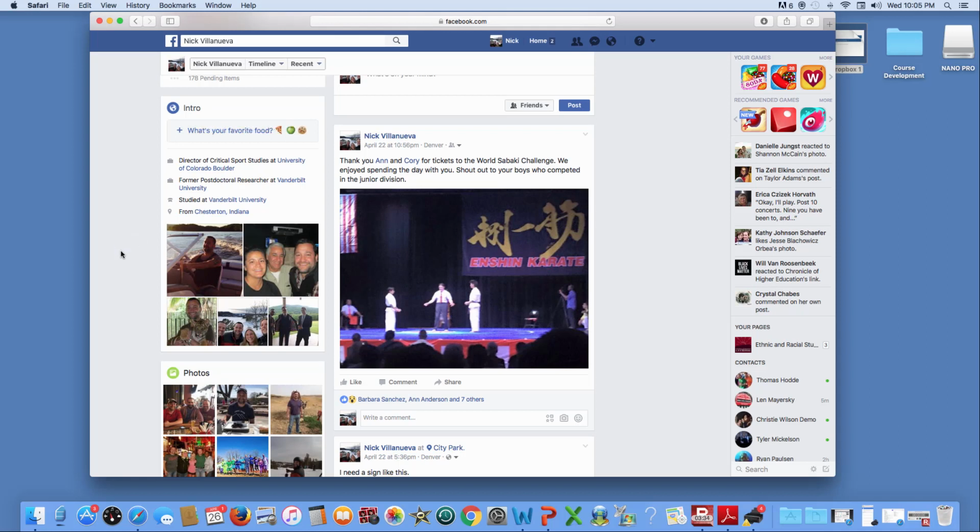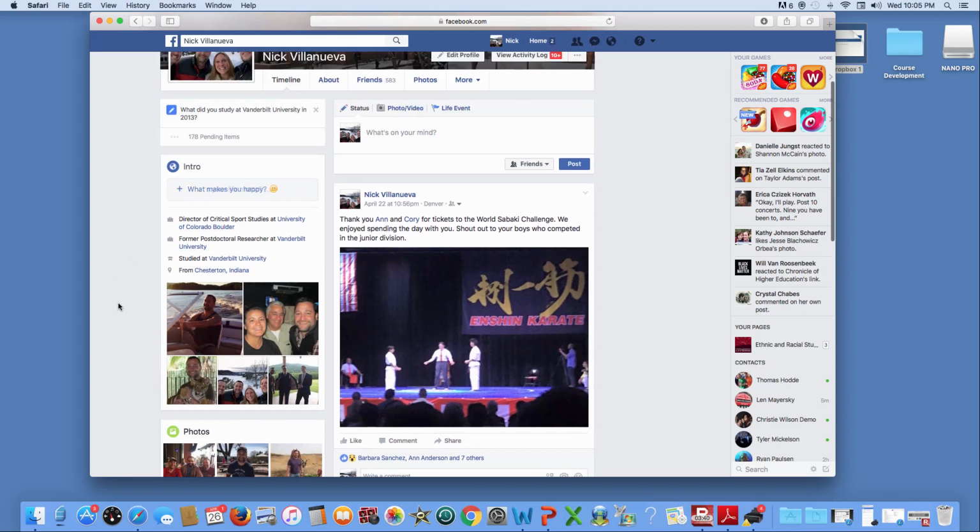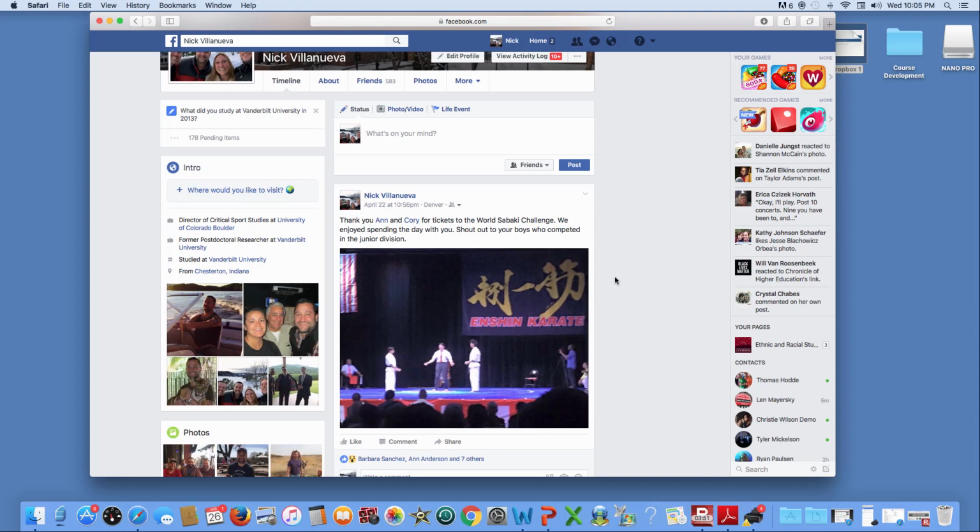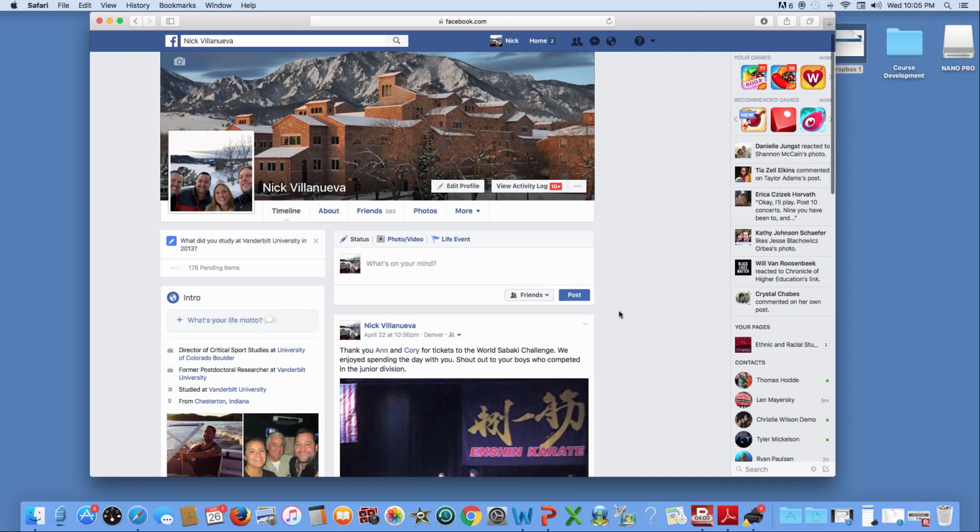Let's see, so my boat, picture with my father and my sister. Notice my mother's not there. That says something about my family dynamic. My mother passed away several years ago, so there's something about my social world or my life that might be different. Here, April 22nd, I went to the World Sabaki Challenge in Denver, Colorado. So I'm active in just about any type of sports, or at least participating or watching as a spectator.